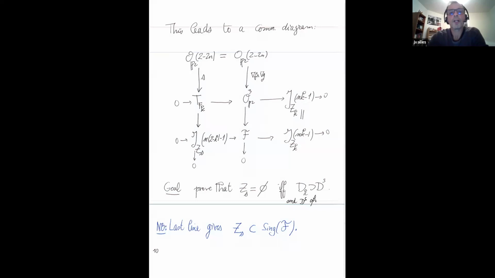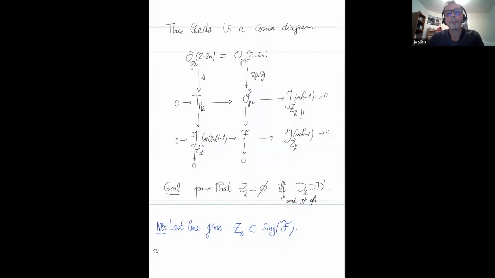Why is the goal this one? Just because if your T_FK is between two line bundles, then by Horrocks criterion, it splits as a direct sum of these two line bundles. Okay, observe that the last line gives you the information. This injection, when you dualize, gives you a surjection of the singular locus of F onto zeta S, meaning that zeta S is included in the singular locus of F.